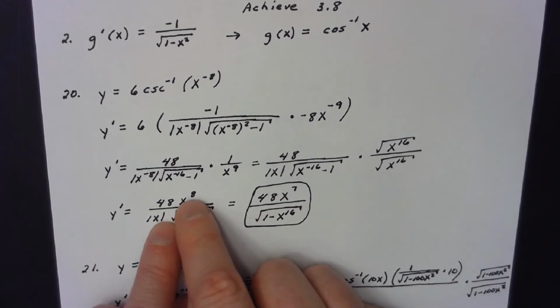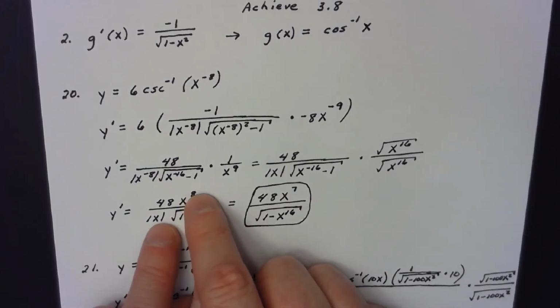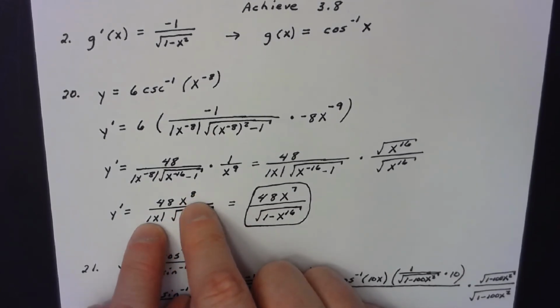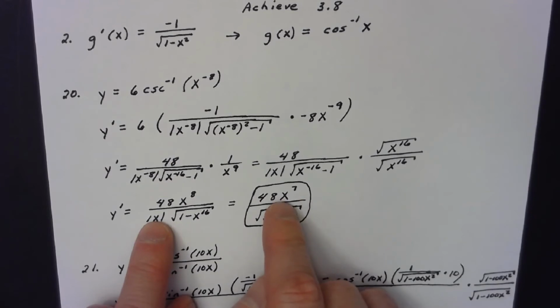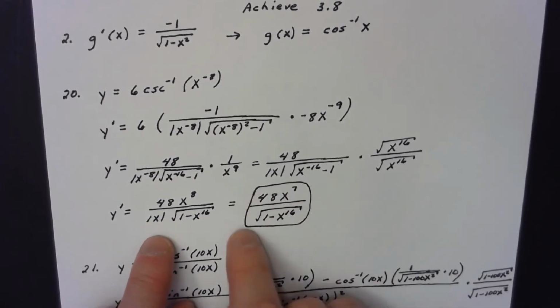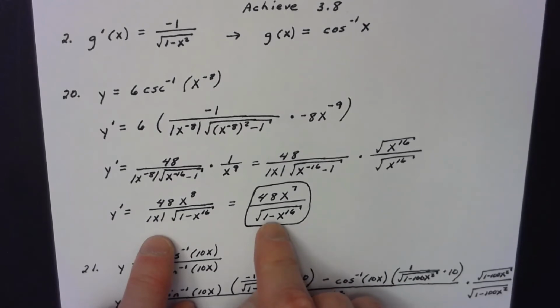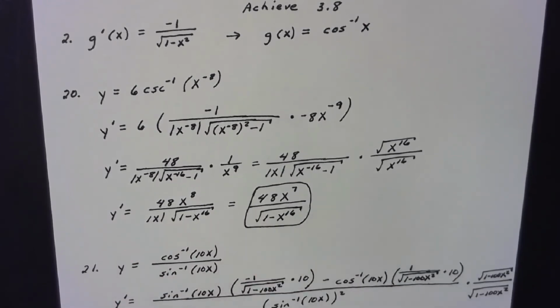One further step, now that I have a factor of x in the numerator and denominator, I can and should reduce that down. X to the 8th over x is x to the 7th. No need to put an absolute value, so I'll just say 48x to the 7th over the root of 1 minus x to the 16th. That would be a gorgeous final answer to that question.